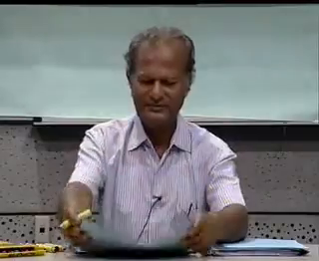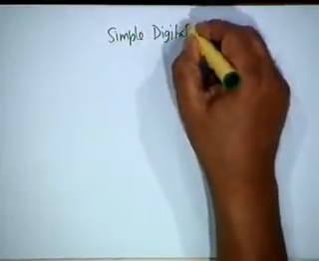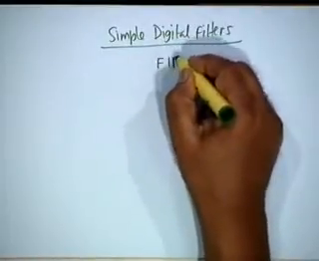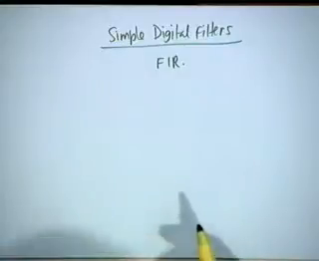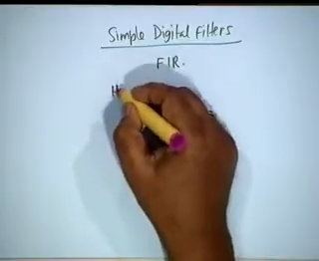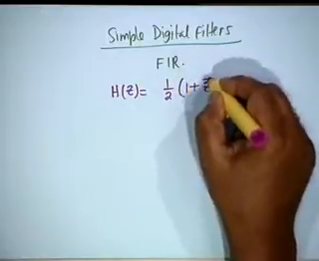Now, we continue our discussion on filtering and take some very simple examples of filters. First, we consider some simple FIR digital filters. It is much simpler to consider rather than IIR. And let us consider first a function like half times 1 plus z inverse.